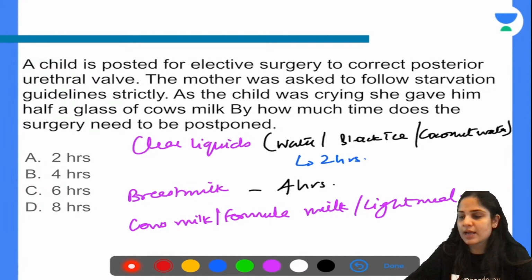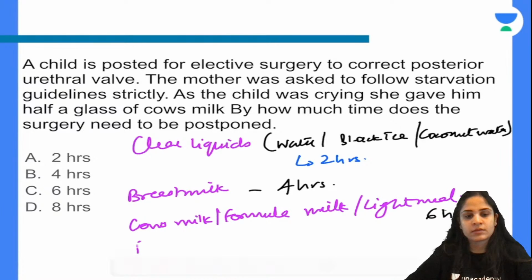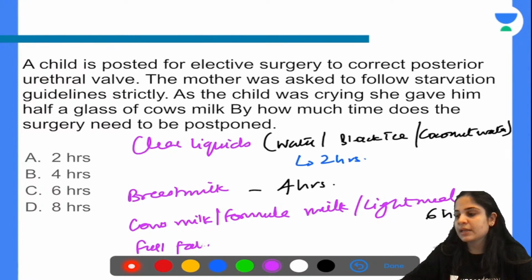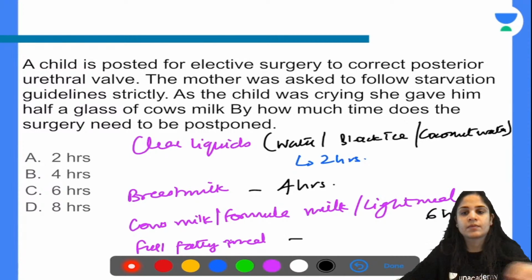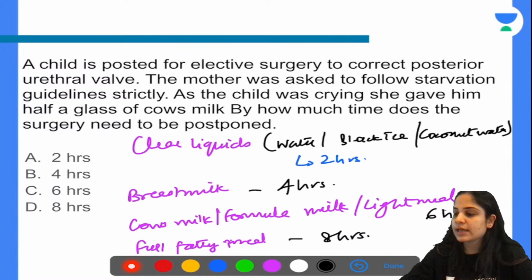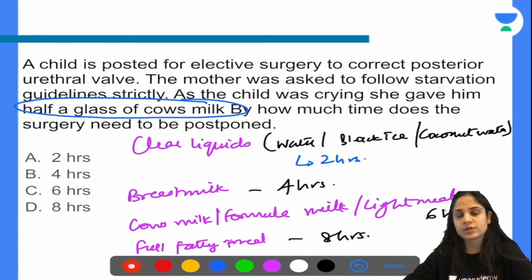And the last thing that we have is a full fatty meal. Full fatty meal means you can take the child only after 8 hours. To digest a full fatty meal, it takes 8 hours. Now, if the child has had half a glass of cow's milk, even if it was 1 spoon of cow's milk, the starvation guidelines remain the same. So he's had half a glass of cow's milk, so you will make him wait for 6 hours at least. You'll postpone the surgery by 6 hours.